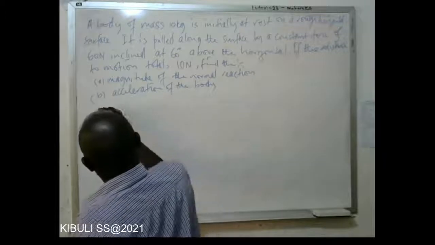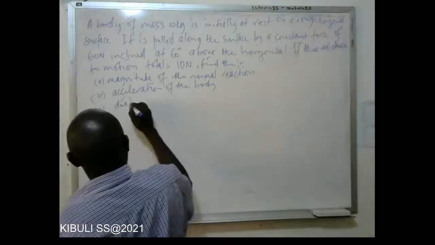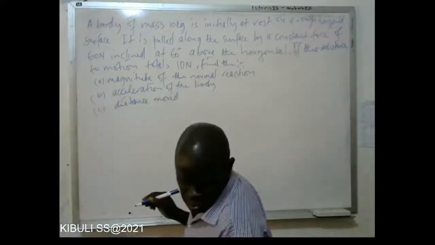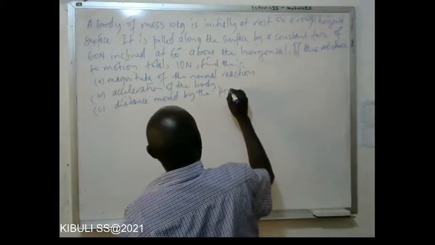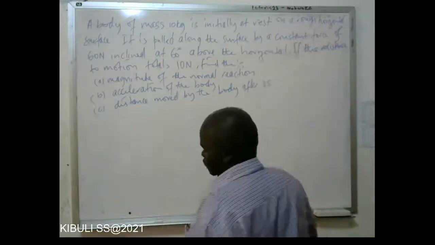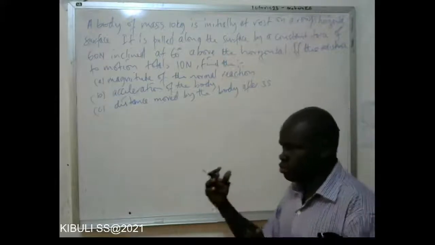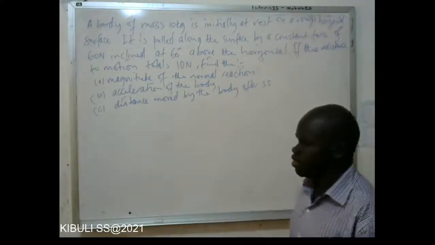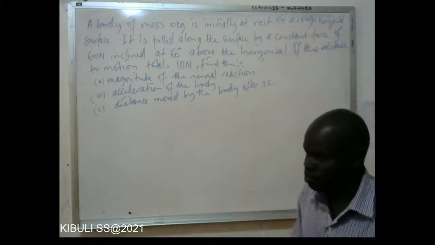And then the last part of the question says you find the distance moved by the body after 3 seconds. So in this case, the first thing we need to do is to read through the question, understand the question, and then translate the question into a diagram.